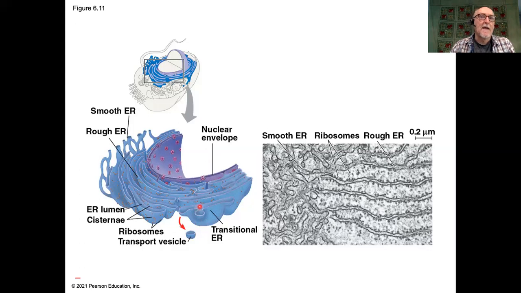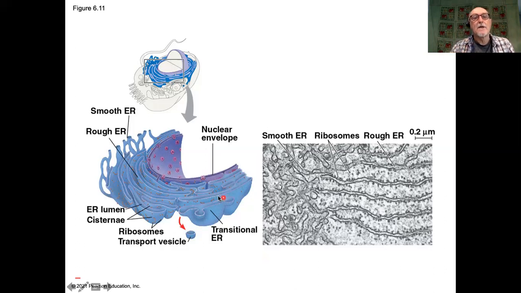But sometimes the protein needs to be so extensively modified that it cannot be completed by the endoplasmic reticulum. And then the endoplasmic reticulum will send it off for final processing somewhere else. We'll see in a second. That's the rough endoplasmic reticulum.